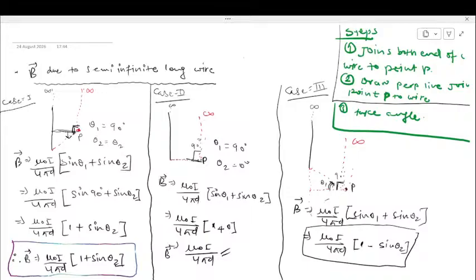We have already found the magnetic field due to an infinite long wire. Now, for the third case we are discussing, to find the position of the neutral point, how do we find the position of the neutral point?